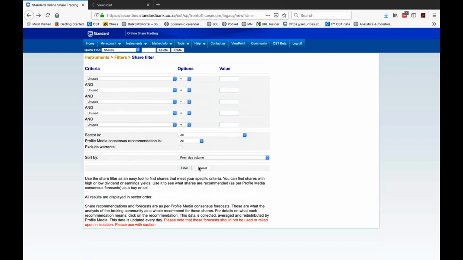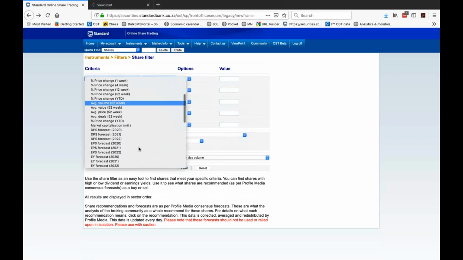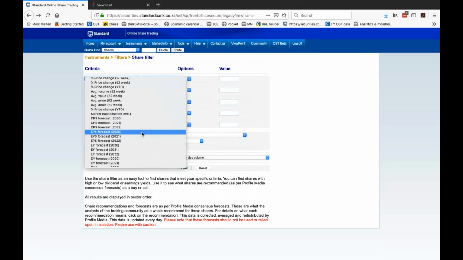Wrong button. I want to reset. And then comes some interesting stuff. Dividend forecasts, and you've always got 3 years of forecast. So you've got the next 3 financial years. So we're currently in 2019. So forecasts for 2020, 21, 22.